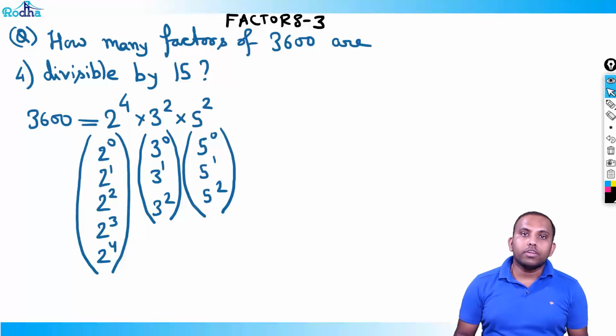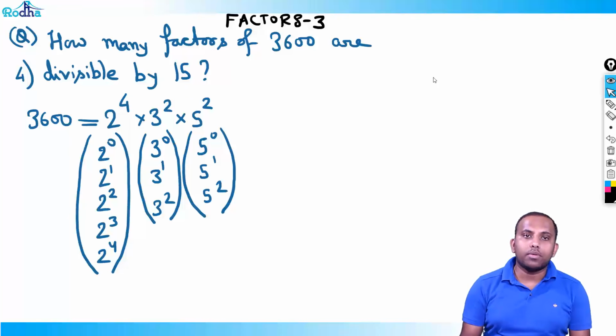So this is in continuation with factors 2. We did 3 questions in factors 2. This is the fourth one. How many factors of 3600 are divisible by 15? In the last video we discussed this concept, so we can do this question now.